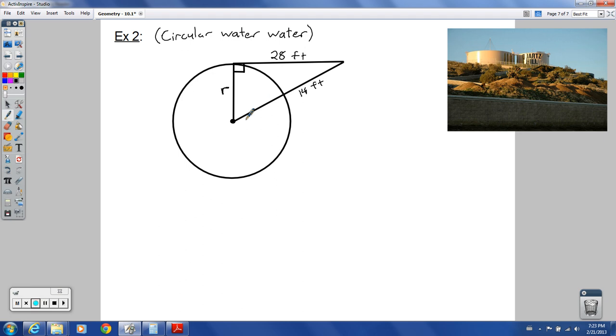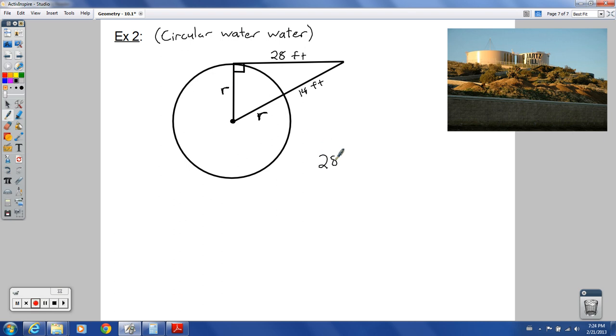Wouldn't this be r from here to here? If this is r as well, that would be the radius as well. So I could put in r right there as well. Let's now think about how we can set this up. So we've got leg squared. We could use 28 for one of the legs. We could use r for the other leg.